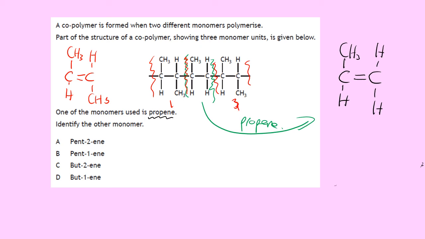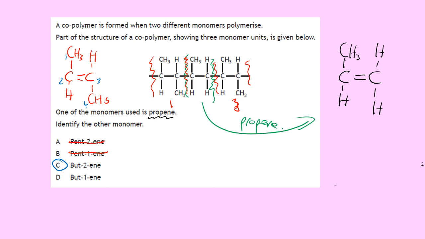If I could draw 3 properly, that would be good. But then all we need to do is name what this monomer would be. Well, it's got 1, 2, 3, 4 carbons in it, so it's going to be a butene. So we can eliminate our 2 pentenes here. The double bond is between carbon number 2 and carbon number 3. So this is 2-butene. So that's our other monomer. So that is a really difficult question, so I thought that was important for me to give an example of.